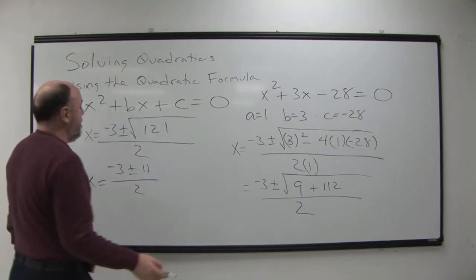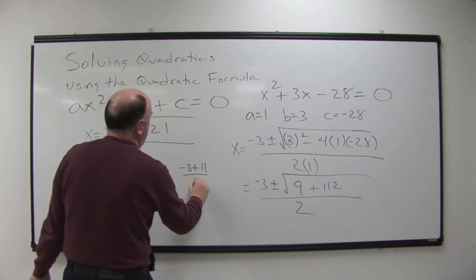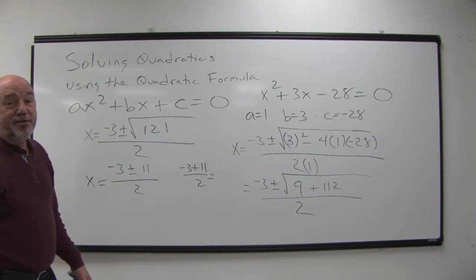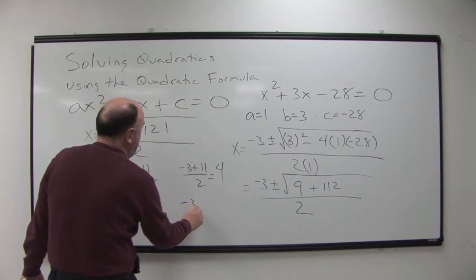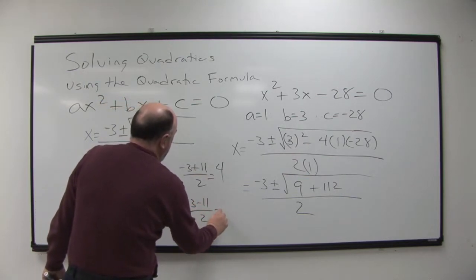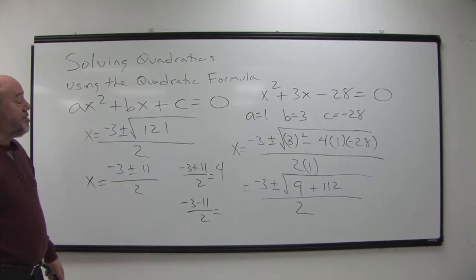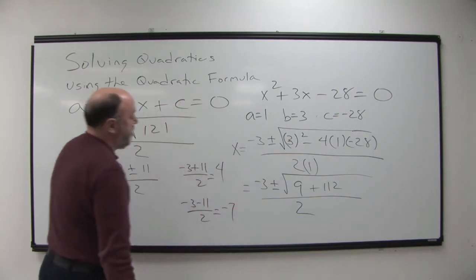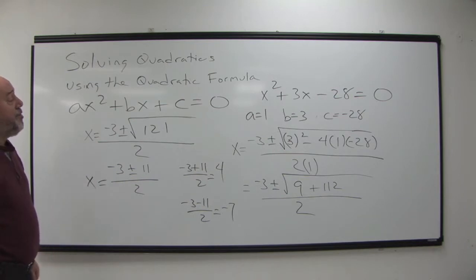The first answer is going to be minus 3 plus 11 over 2. So minus 3 plus 11 is 8. 8 over 2 is going to be 4. And then my second answer will be minus 3 minus 11 over 2. So minus 3 minus 11 is negative 14. Divide that by 2, and we end up with negative 7. So we have our two solutions to this quadratic. The answers are going to be 4 and negative 7.